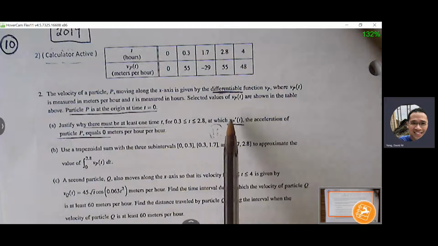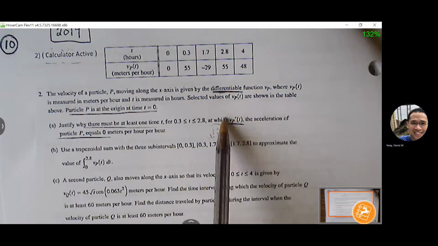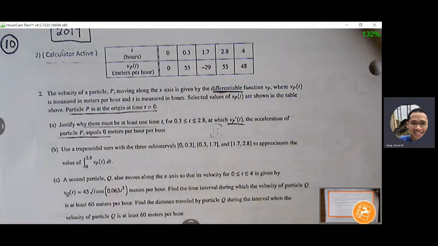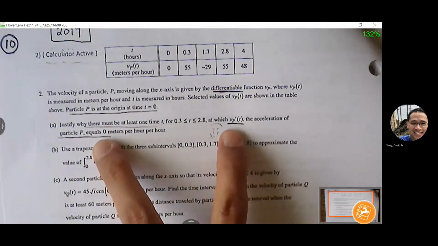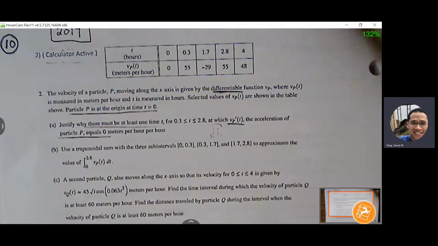What if I said it this way? V prime is another way of saying slope of v of t. Trying to figure out when is the slope equal to 0. Does that ring a bell? What can we use to guarantee where slope is 0? Remember a particular theorem that involves slope zeros? Yeah, not mean value theorem, but Rolle's theorem, right?